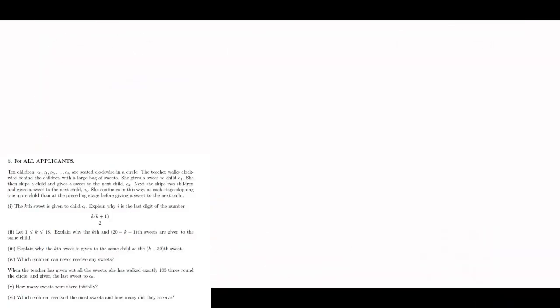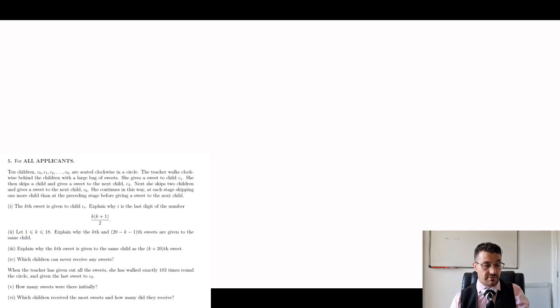And okay, off we go. So there's quite a bit of information that we're given. It's a very simple situation, but okay, let's take a look. So 10 children, C0, C1, C2, up to C9 are seated clockwise in a circle. The teacher walks clockwise behind the children with a large bag of sweets.